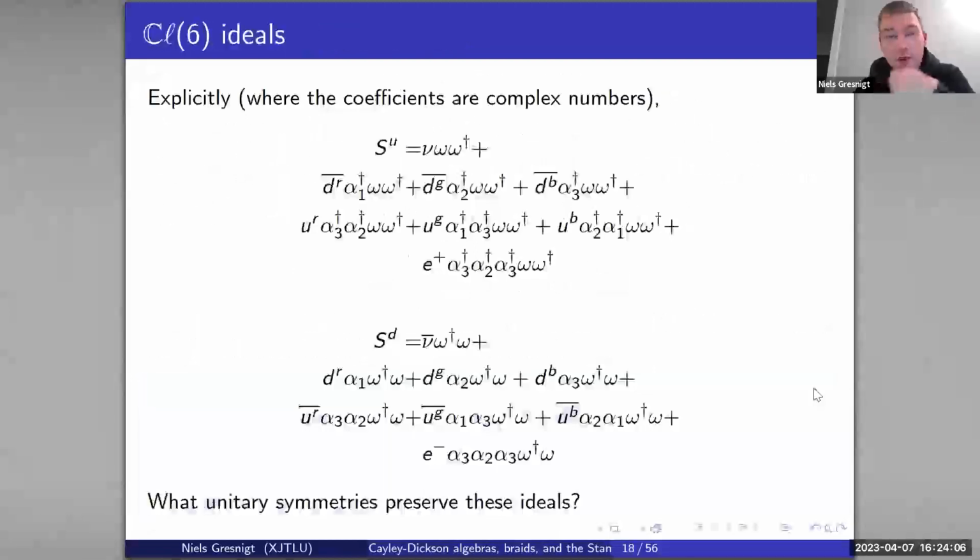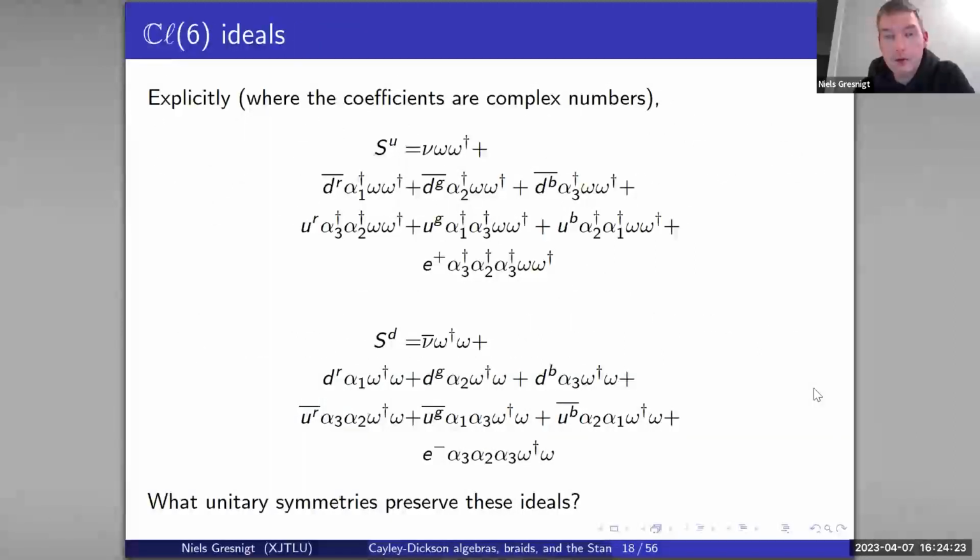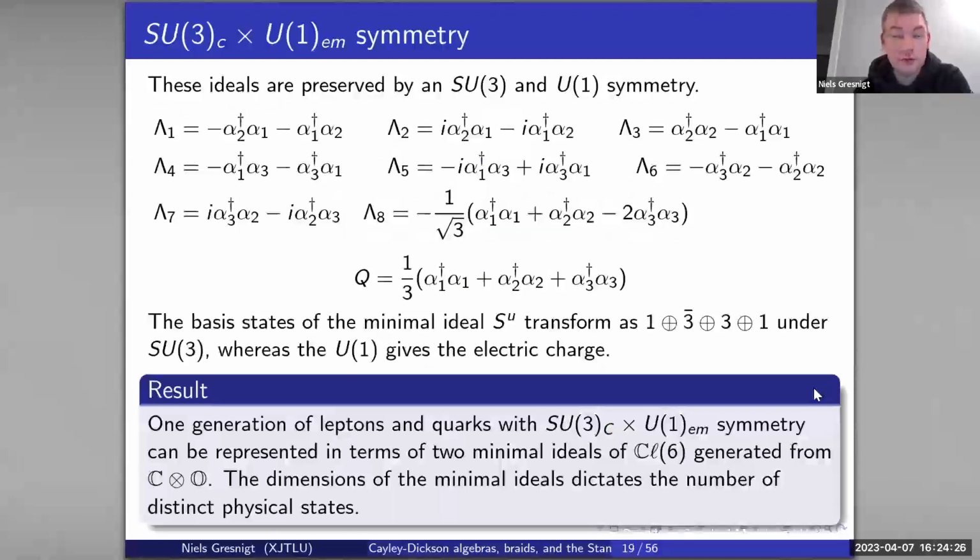And so, for example, we find that the first ideal here transforms under SU3 as a triplet, an anti-triplet, and 2 singlets. Whereas the U1 generator seems to give the correct electric charge. And so that justifies the labels, the complex coefficients here. So the result then seems to be that you can represent one generation of leptons and quarks with SU3 color symmetry and an electromagnetic U1 symmetry that gives you the electric charge in terms of 2 minimal ideals of Cl6, which can be generated from the complex octonions.